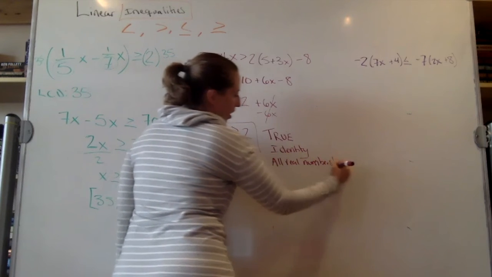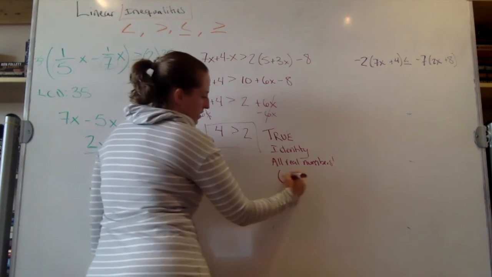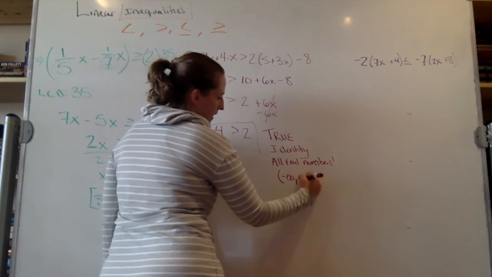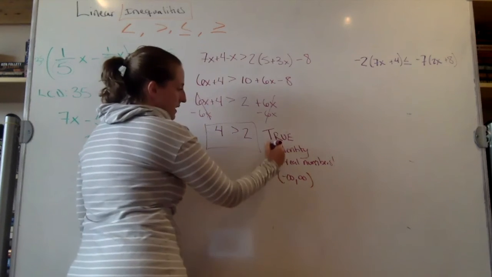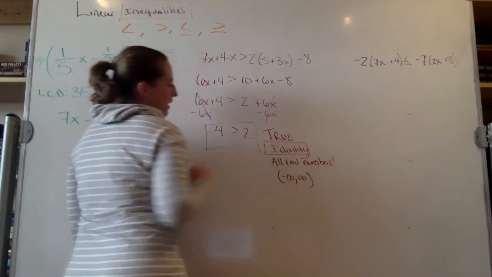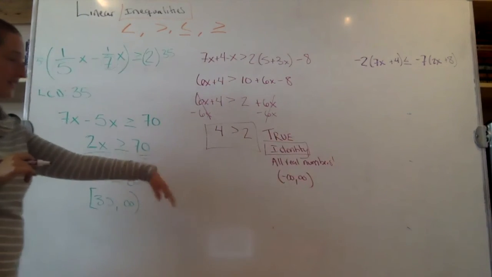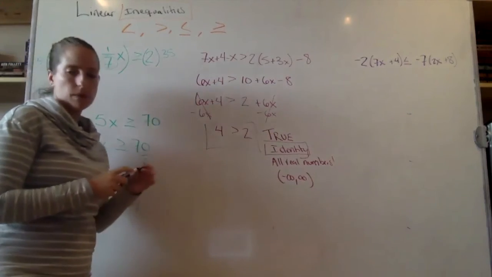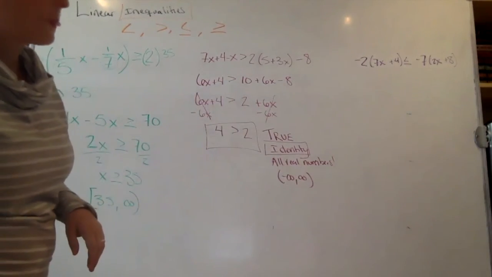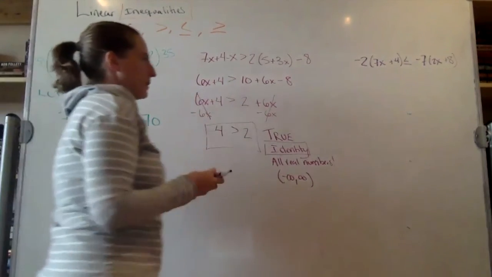How do we write all real numbers in interval notation? We say negative infinity to infinity. So this is an example of an inequality that is an identity. All of our variables fell out and we were left with something that was true. All right, let's look at this last example here.